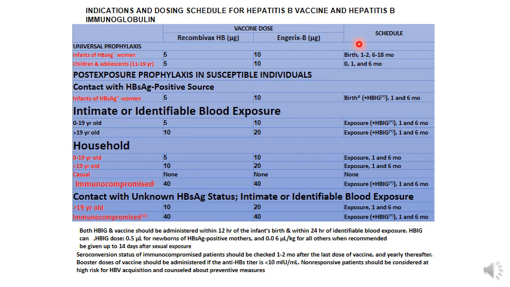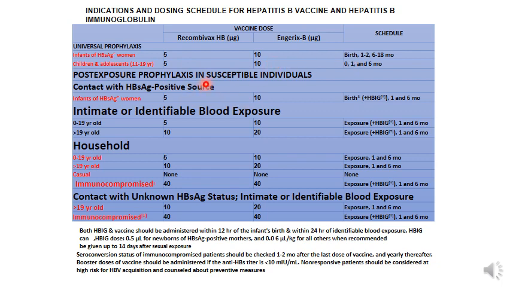Here, indication and dosing schedule for hepatitis B vaccine and hepatitis B immunoglobulin. You see the universal prophylaxis: infant of a hepatitis B surface antigen negative mother. If she gives birth to a child and she is negative, you may vaccinate the child. Children and adolescents 11 to 19 years, you can give the vaccine of this type.